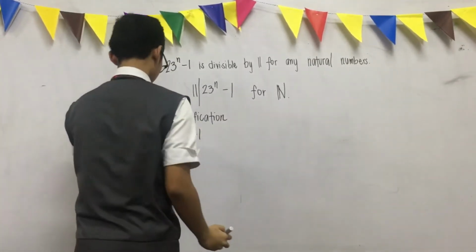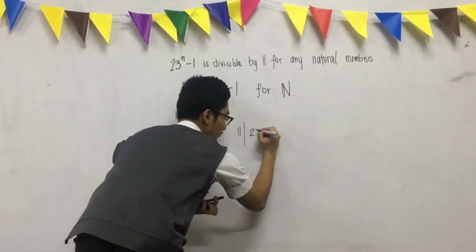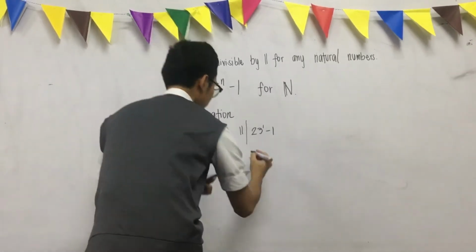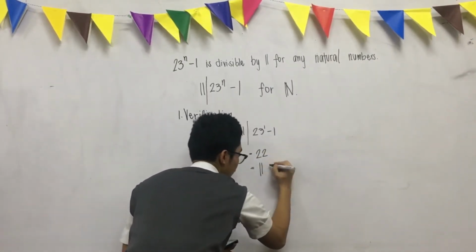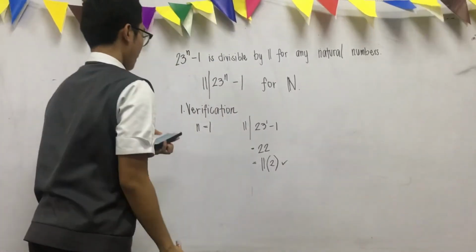First, we use n is equal to 1. 23 raised to 1 is equal to 23, and 23 minus 1 is equal to 22. 11 times 2 is 22. We can see that 22 is divisible by 11, so it is correct.